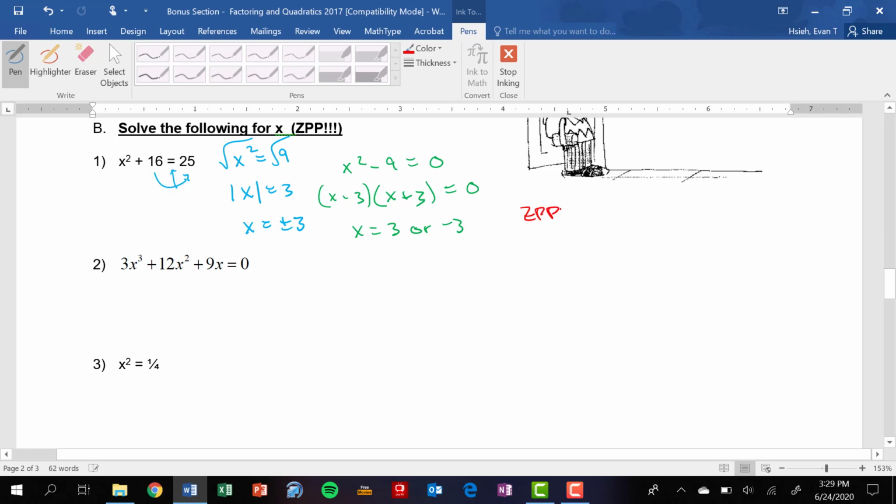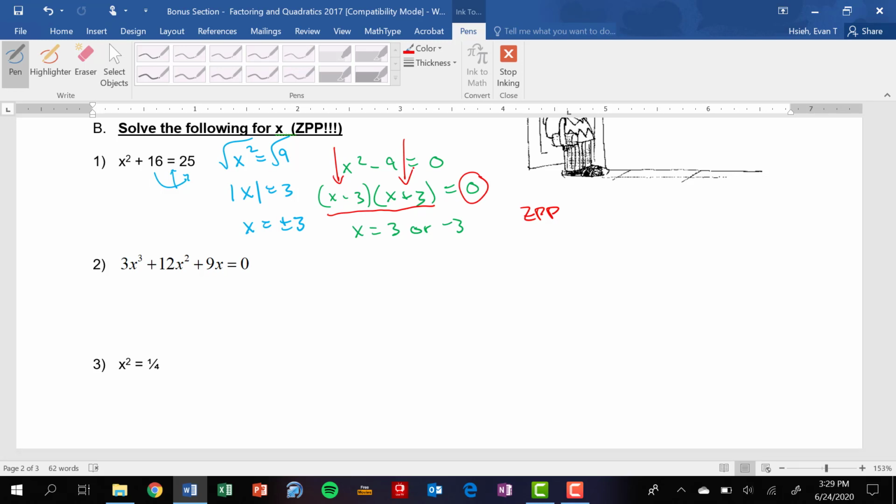ZPP. So zero product property basically says, and hopefully this rings a bell from last year, that if the left side of the equation is equal to 0, then either this one has to be equal to 0 or this one has to be equal to 0. That's the only way. If you're going to multiply two things on the left side, one of them has to be equal to 0 in order to get that left side to equal 0. Okay.